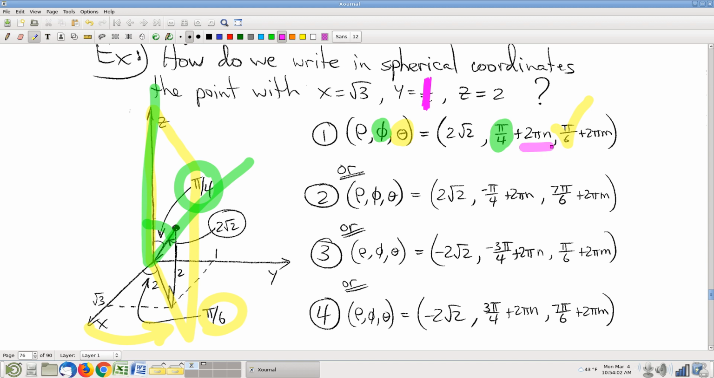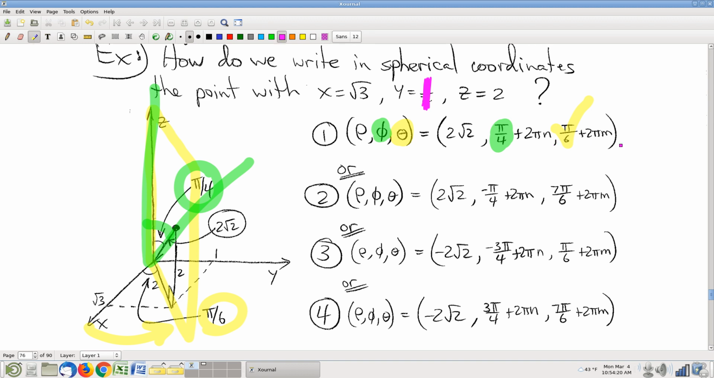Now, don't forget, you can always add 2 pi to any angle, and it doesn't change the direction. So, plus 2 pi n, with the understanding that n is an integer, is just a fancy way of saying add all the 2 pi's you want, subtract all the 2 pi's you want. Who cares? Likewise, 2 pi n.